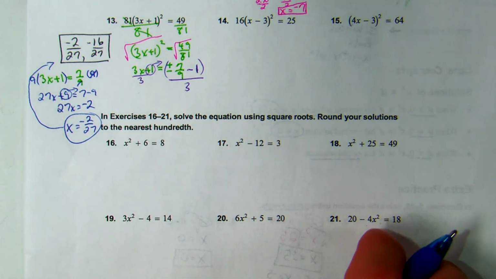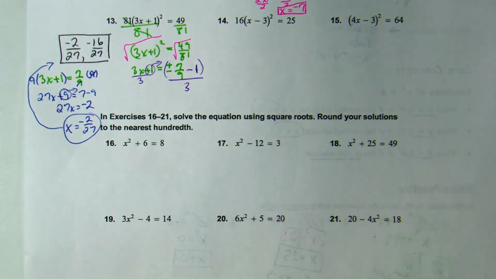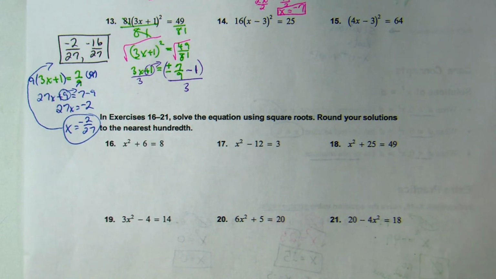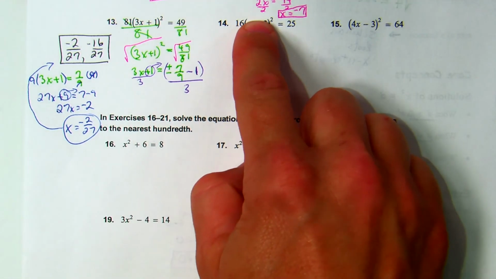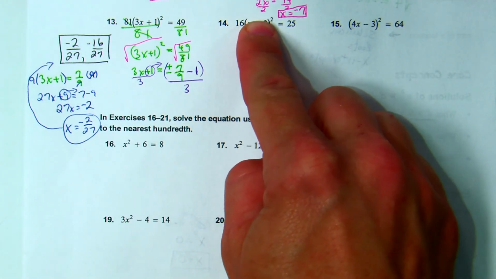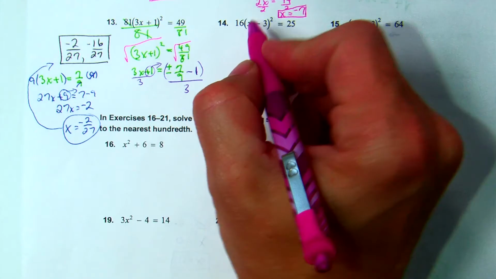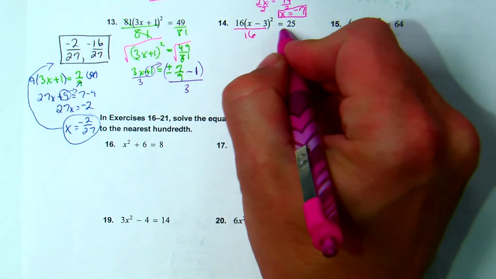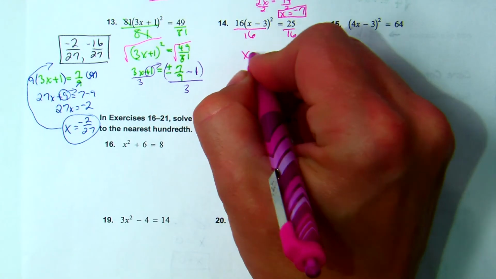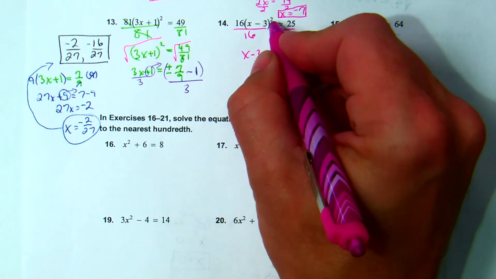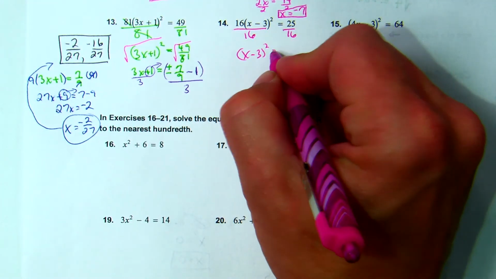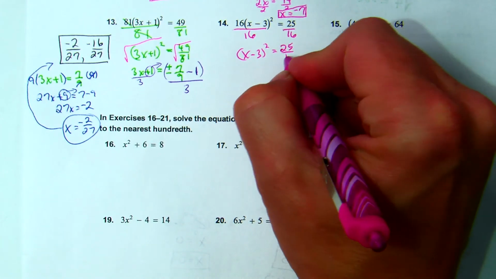All right, let's look at number 14. All right, number 14, again, we're going to say that this is like an x squared. We need to get that squared term by itself. So I need to get rid of the 16. I'm going to divide by 16 on both sides. So now x minus 3 squared equals 25 over 16.